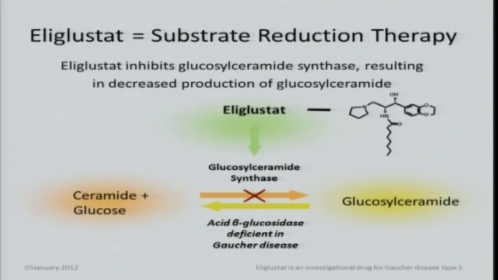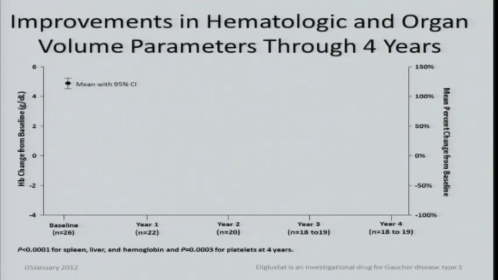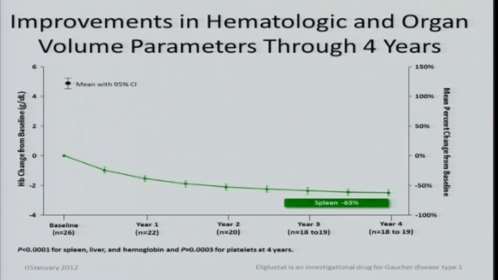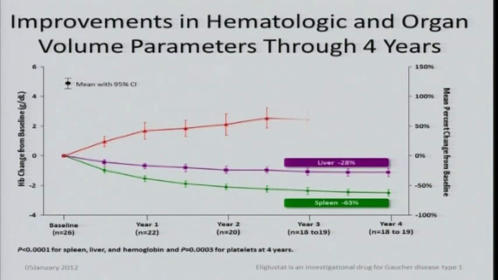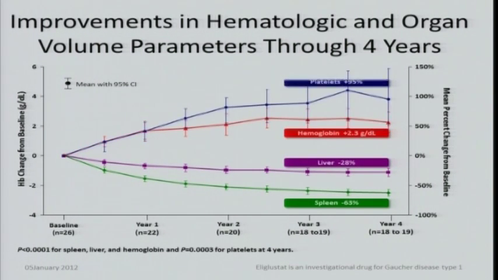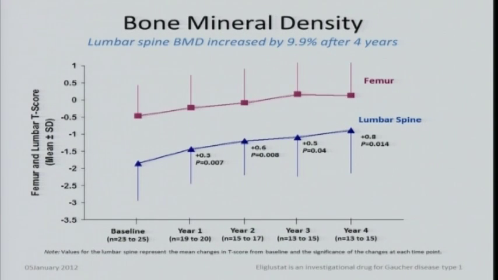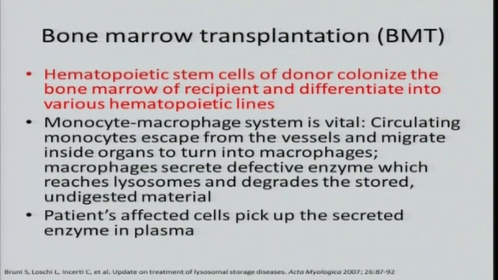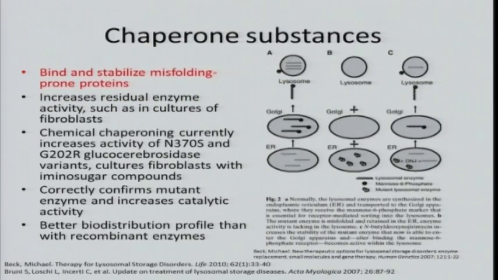So this is a concept which again is an approved therapy today, and I think Dr. Balodi is going to speak about this. And you can see that there's remarkable improvement with this particular therapy. Improvement in the spleen and liver volumes, improvement in hemoglobin, improvement in platelets, and also improvements in the spine density. The second is the concept of bone marrow transplant, which we know is very successful.